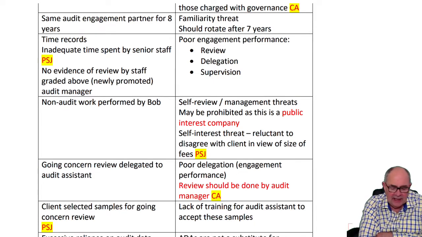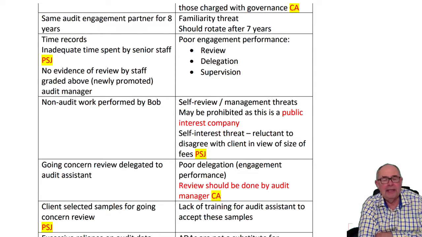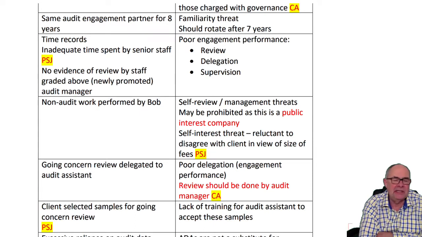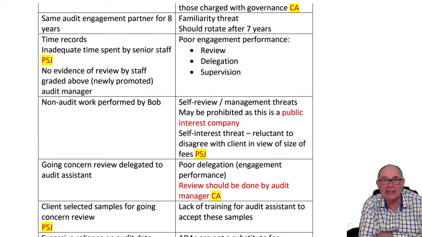What is very clear, though, is that inadequate time has been spent by senior staff, hence professional skepticism and judgment. And it says in the scenario that actually the manager completed the final review, not the senior manager, not the partner. So there's lots there you can link to quality management, review, delegation, supervision, and so on.